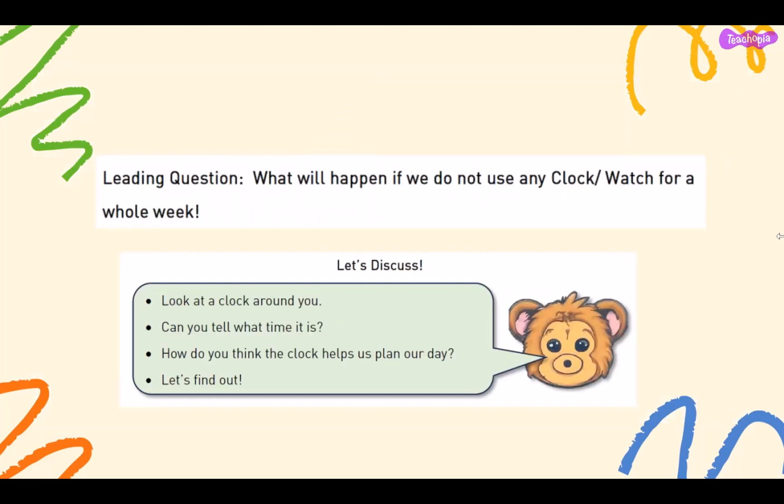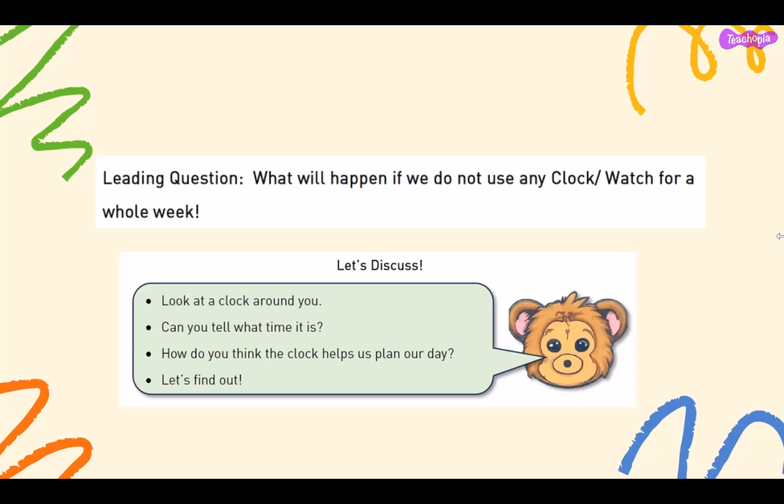You may start the activity by asking the children a leading question, which could be like, what will happen if you do not use any clock or watch for a whole week? This would get the child to start thinking about this one instrument that they are probably taking for granted and not really thinking about it too much when they see it.